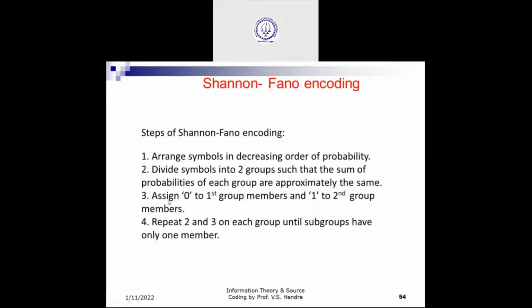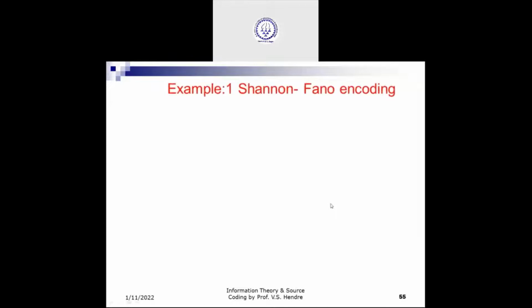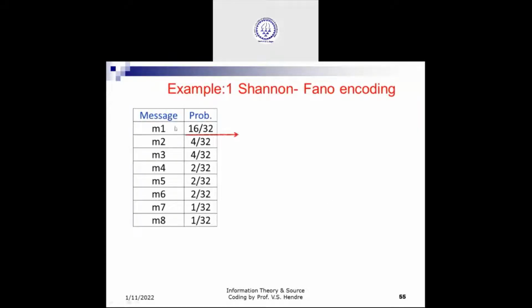The next step is assign zeros to the first group and 1 to the second group. Now I'm going to do the same thing here. I have tried to divide it into two approximately equal parts. Now I'm assigning binary 0 to the upper part and binary 1 to all the values of the lower part. I hope the things are clear.